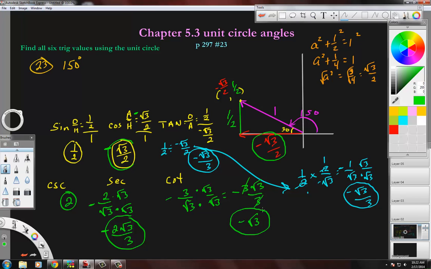This is going to take some practice, some attention to detail, and we're just double checking all the signs of these answers. The tangent should be negative, the cosine should be negative, the sine positive, and we are done.